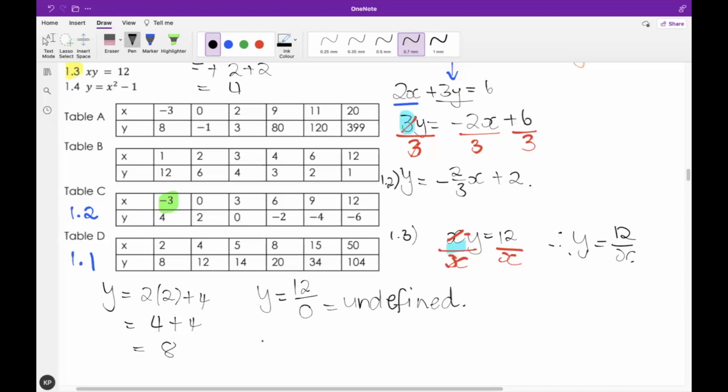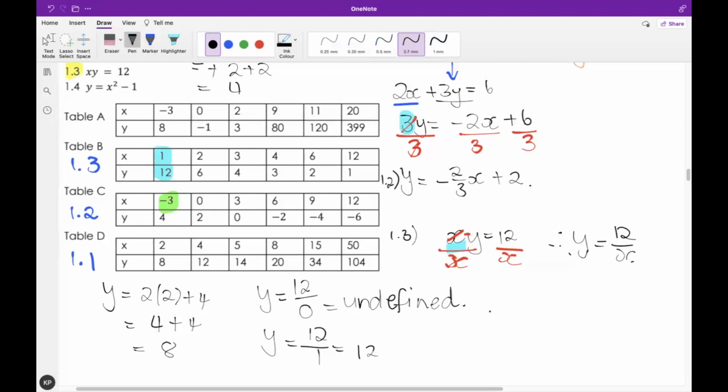Okay, so let's check with table B quickly. Y equals 12 divided by 1. What's 12 divided by 1? That is 12. Is that my desired outcome? If you look at table B, I substituted 1, I got 12. Yes, so that means 1.3 goes with table B.